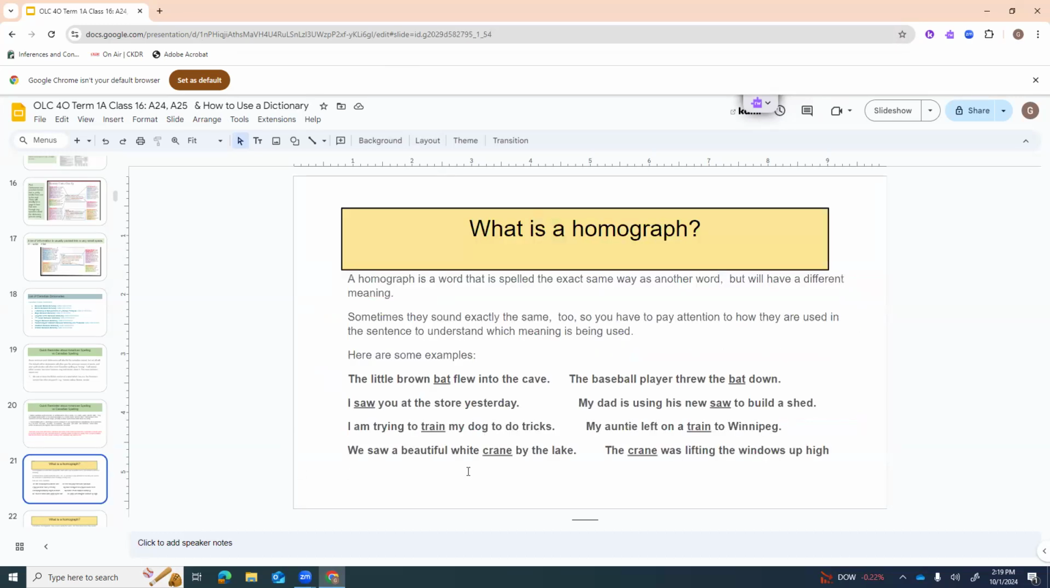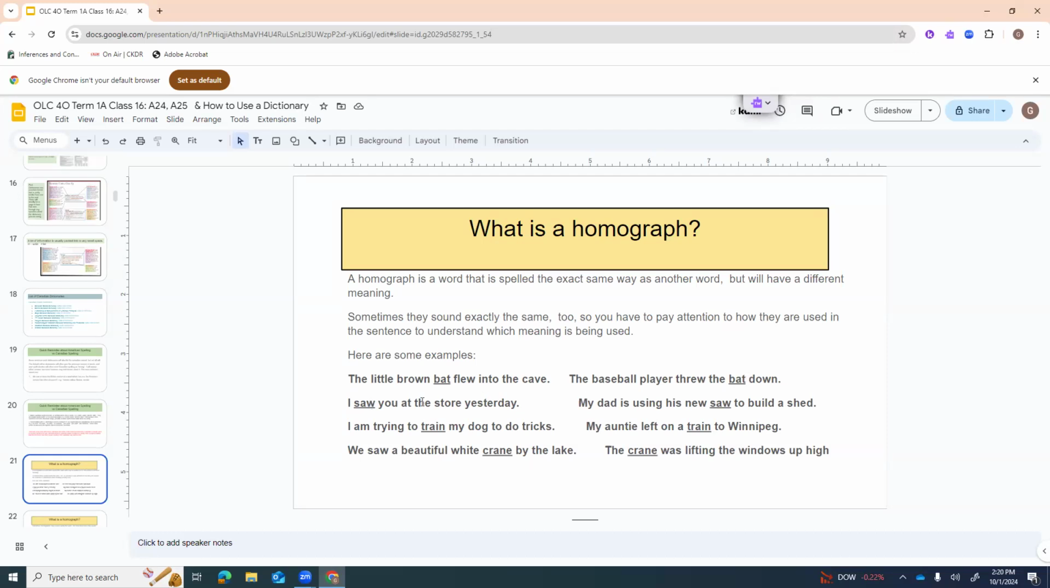Okay. Homograph. A homograph is a word that's spelled exactly the same as another word, but it has a different meaning. Sometimes they will sound the same, sometimes they don't. You have to pay attention to how it's used to make sure you understand which meaning is being used. So if I say the little brown bat flew into the cave, obviously I mean a creature, right? The baseball player threw the bat down, I mean the sports equipment.